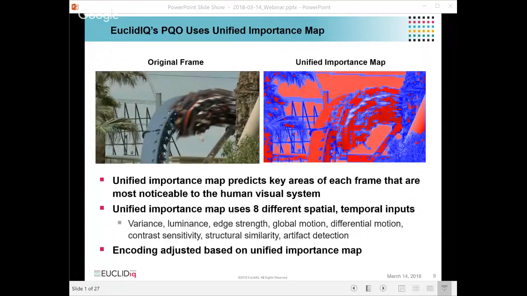At the heart of our perceptual quality optimization is what we call a unified importance map that combines both spatial and temporal information to predict the key areas in each frame that are most noticeable to the human visual system. The unified importance map makes use of 8 different spatial and temporal inputs listed here to determine perceptually more important areas of the frame in red and perceptually less important areas in blue. Once the unified importance map is calculated, we then automatically adjust the encoding quality based on the map values.